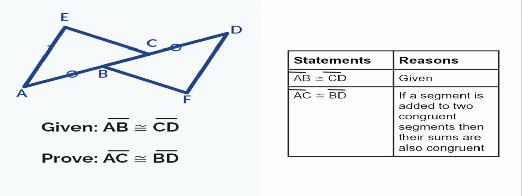The reason for this is because if a segment is added to two congruent segments, then their sums are also congruent. Now, if you think of it, the segment that is added to two congruent segments is BC. So when BC is added to AB, and when BC is added to CD, the sums are congruent to each other.